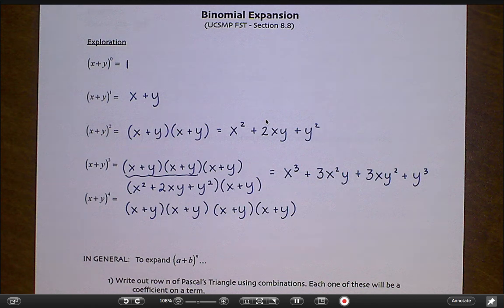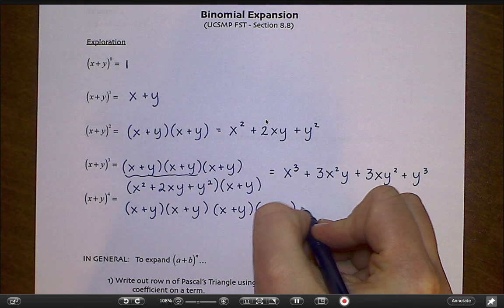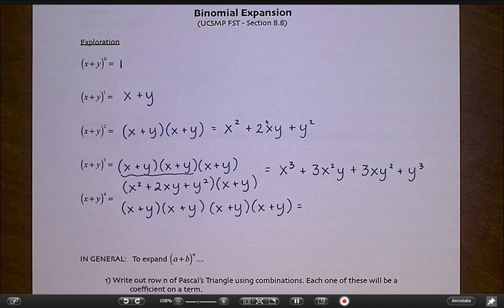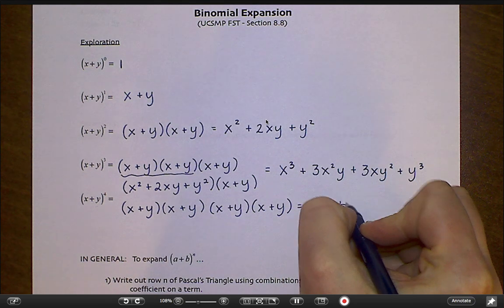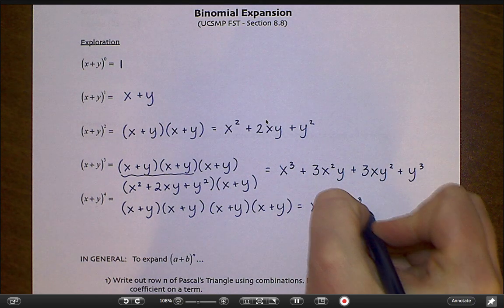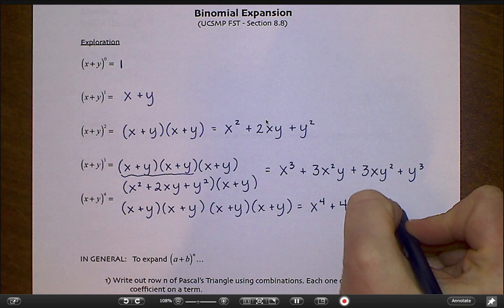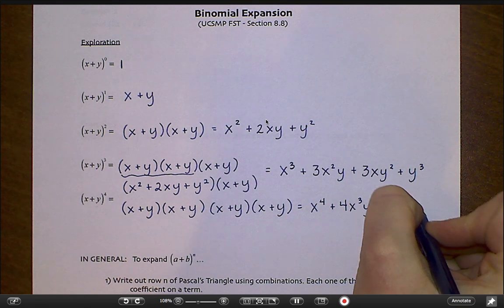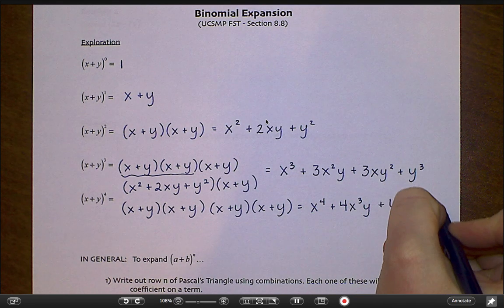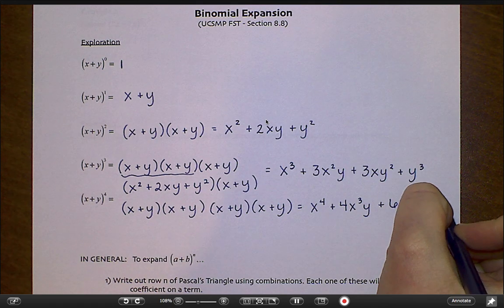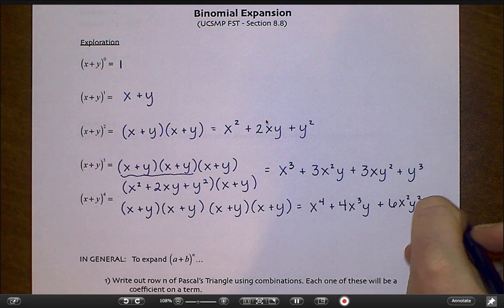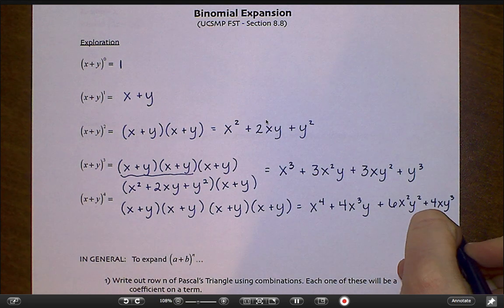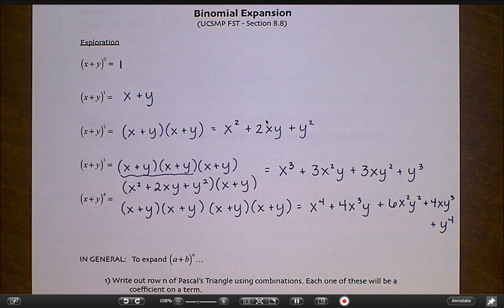But again, I'm going to astound you with my mathematical prowess here, and I'm going to tell you that I know what this will work out to be. It'll be x to the 4th plus 4x cubed y plus 6x squared y squared plus 4x y cubed, and then plus a y to the 4th.